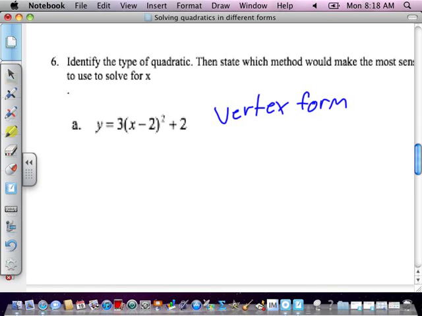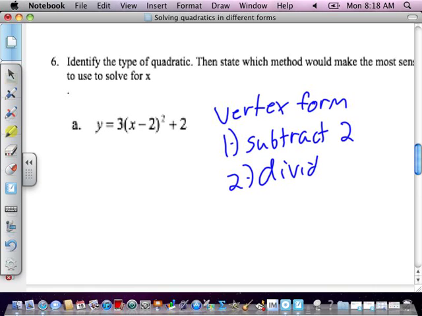So what are the steps to solve for vertex form? One, I would subtract. What number would I subtract? 2. Second step, you would divide by what? Third step, you would square root. Just draw a square root sign. And fourth step, you would add 2.